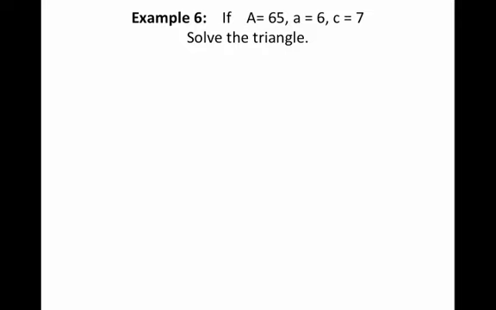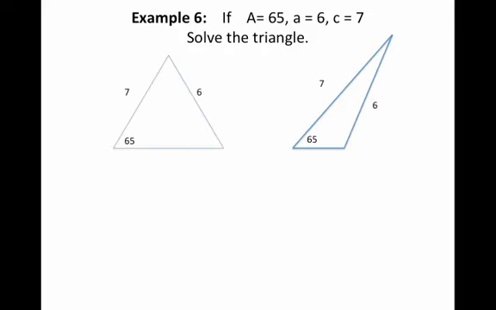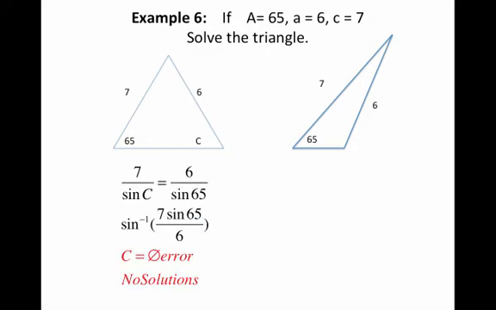Lastly, example 6. Setting up our similar drawing, seeing that we have an opposite pair, setting up the law of sines to find angle C. When we put this in the calculator, it's going to give us an error. And it has to do with the fact that the lengths of 6 and 7 are not appropriate across from a 65-degree angle. Because we get an error on the first calculation, there are no triangles that we can draw. So there are no solutions to example 6.